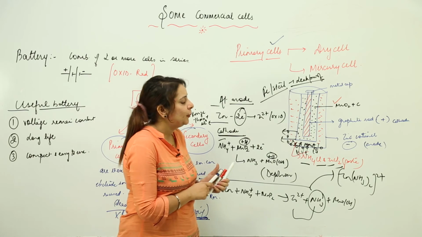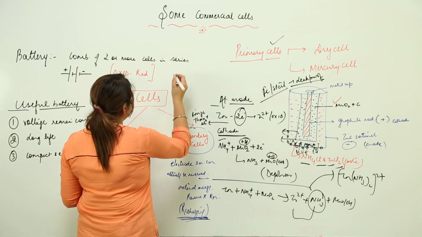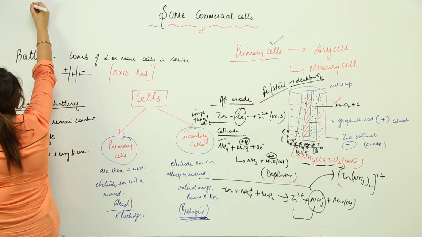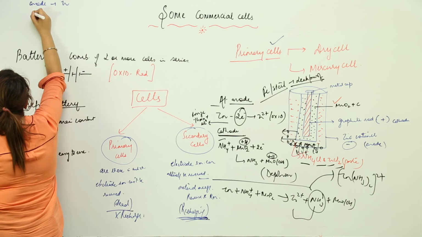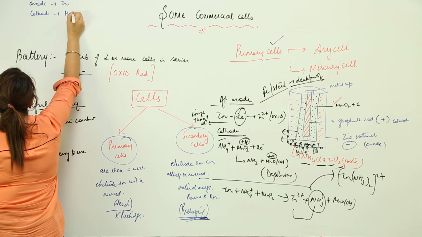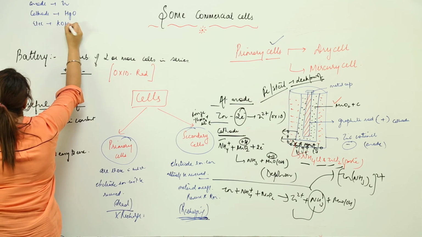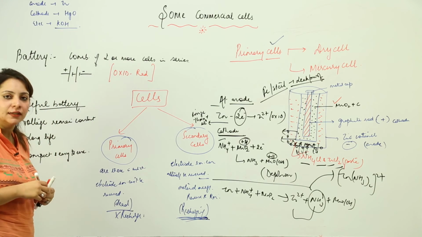Now if we talk about the mercury cell, in the mercury cell the anode is again zinc, the cathode is HgO, and the electrolyte is KOH.